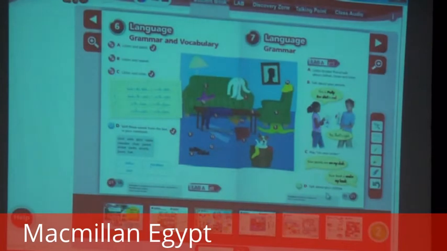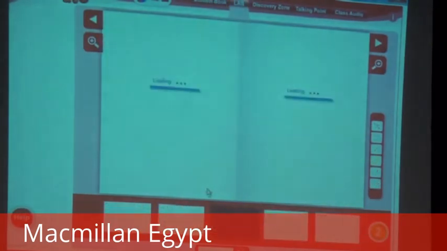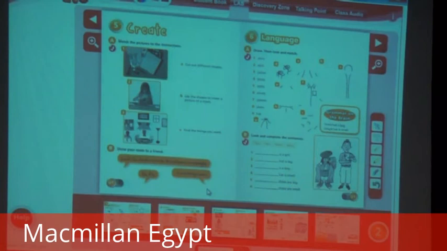So you'll notice we have a section in the language book that focuses on the grammar, and the digital resources allow the teacher to go from the student's book to the language book immediately. You don't have to have two books on the page. You can just click and you go straight to the page that matches. So back to the student's book.